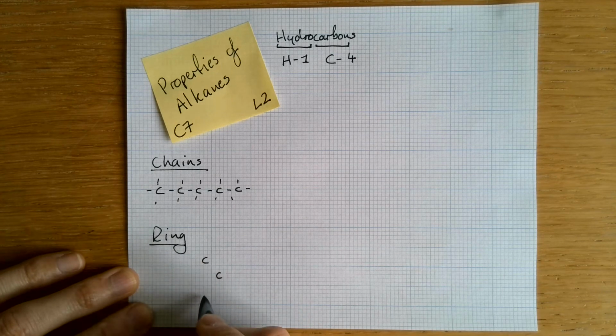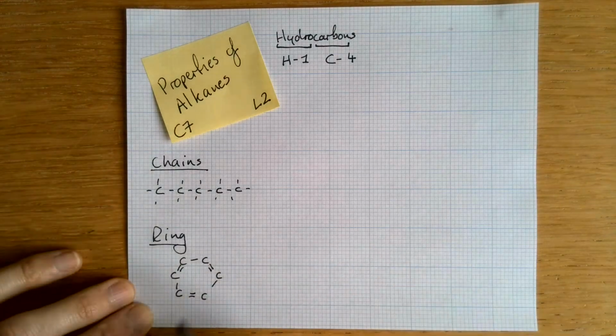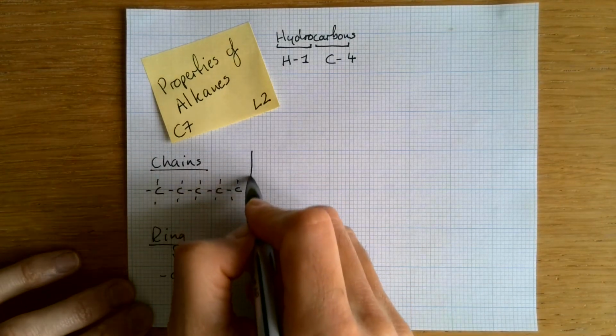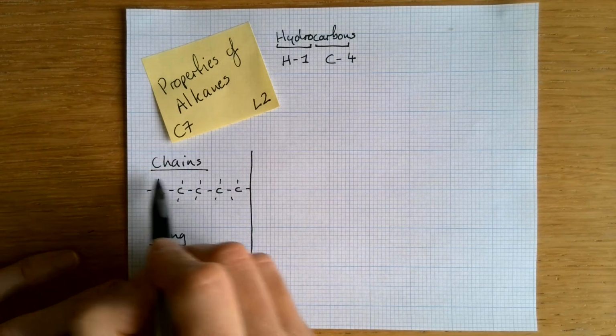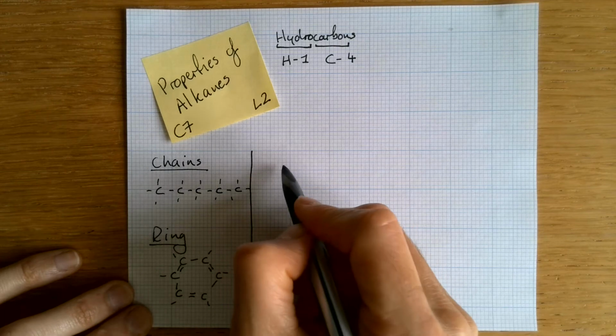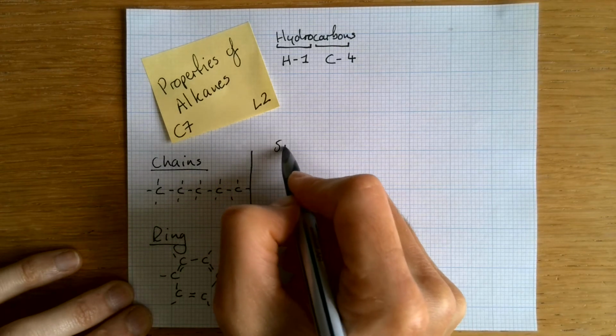So we get our carbons forming a circle here, and we've got some double bonds in there also, and all the hydrogens can branch off from either side. So we get chains and rings. We're going to be looking at chains for the rest of this video, and we're going to be looking at how the different sizes affect the properties. So let's have a quick look at that.